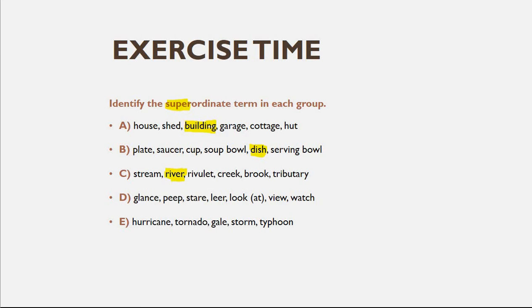And in D: glance, peep, stare, leer, look at, watch. All of them are again types of, let's say, looking. So here the verb look at is the superordinate. And the last one: hurricane, tornado, gale, and typhoon are examples of storm. So storm is the superordinate term. The others are hyponyms, let's say. Okay, let's go on.